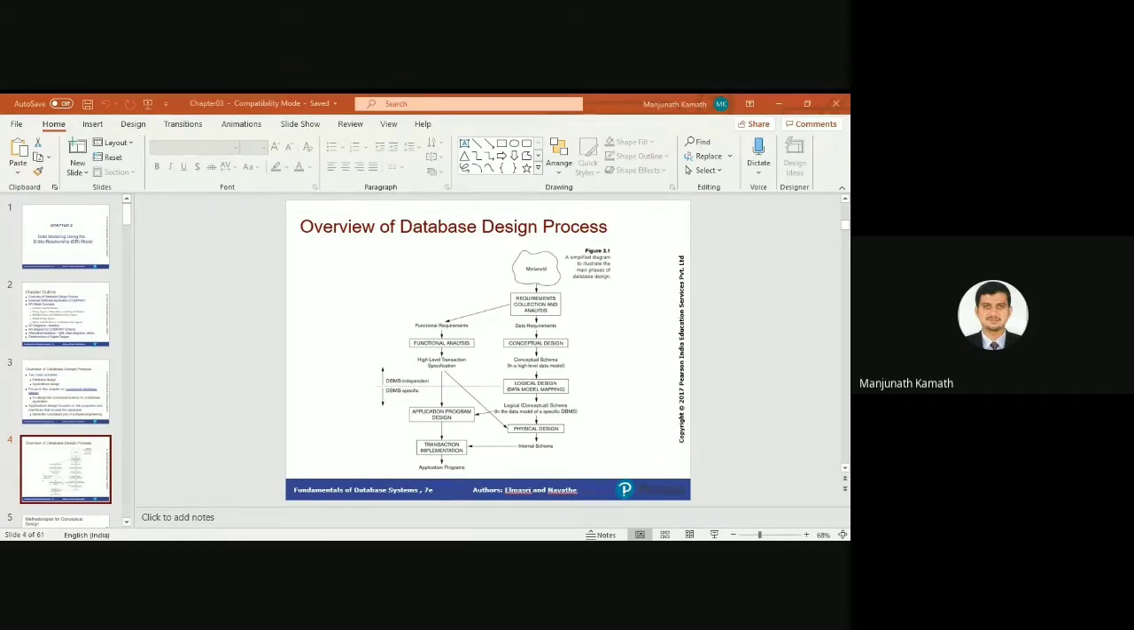In this, the first step is called requirement collection and analysis. Then the data requirements are taken down, followed by functional requirements and different operations.